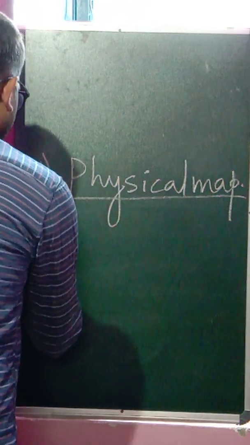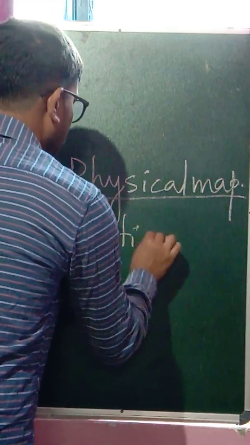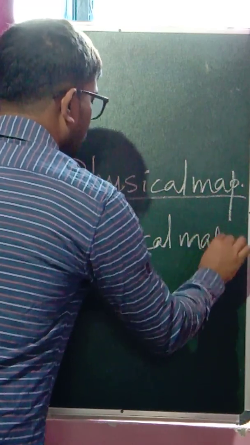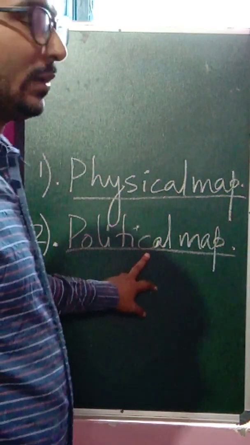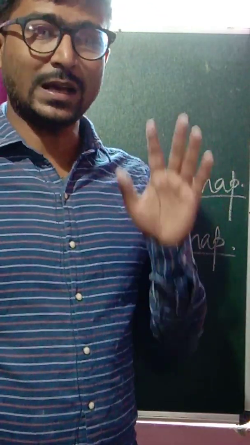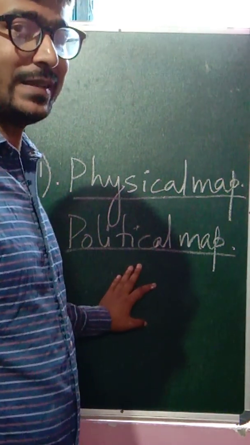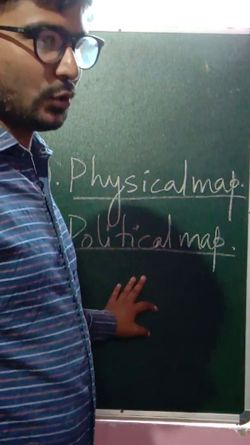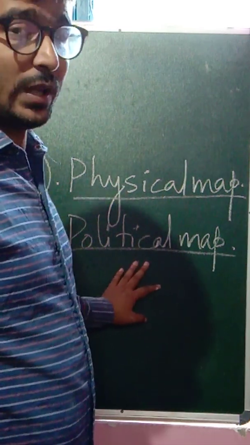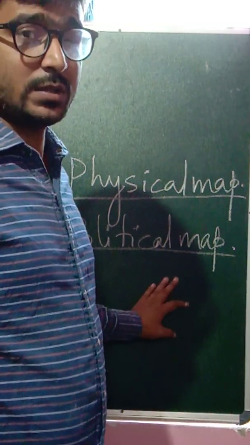The second one, after the physical map, is the political map. Now what is a political map? A political map shows us features or places such as countries, states, capitals, towns, and all. It shows the exact location of certain countries, or a state, or a continent, areas, capitals, and so on.